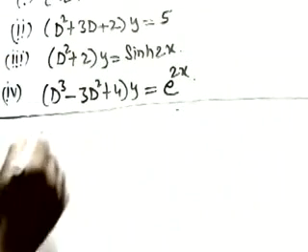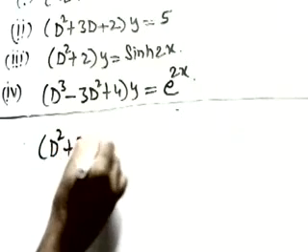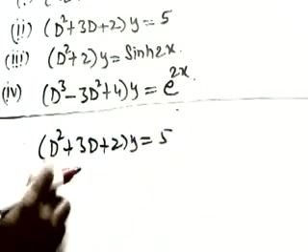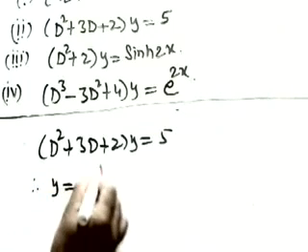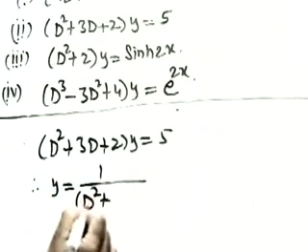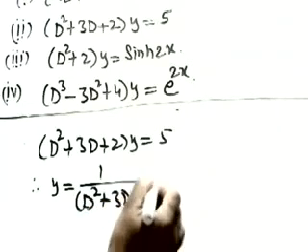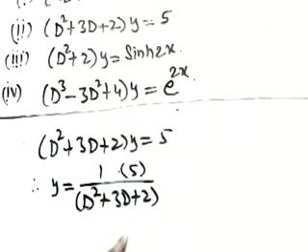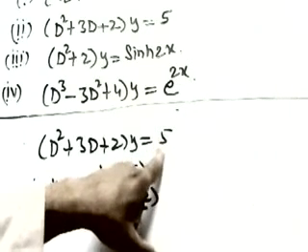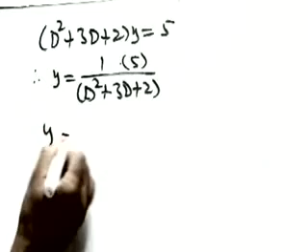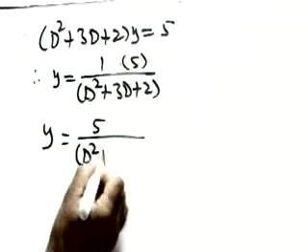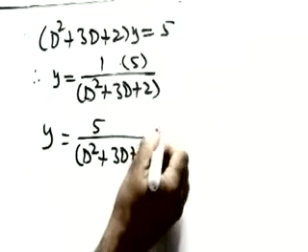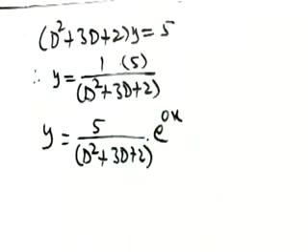What is the next question? See here. The second question is (D² + 3D + 2) y = 5. Bring this D here, therefore y = 1/(D² + 3D + 2) · 5. As I explained, whenever we get a constant, we suppose it is multiplied by e^(0x). For constants also, use the same method as for the exponential. So y = 5/(D² + 3D + 2) e^(0x).